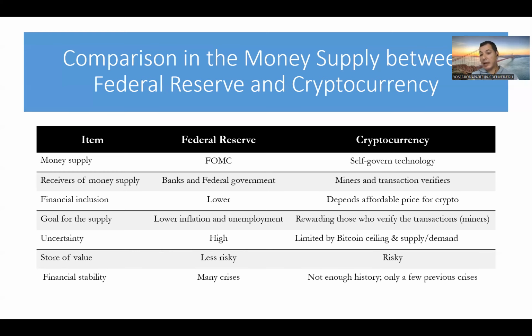In a cryptocurrency, you don't have a lot of uncertainty because technology determines the supply, and from the technology numbers you know what the supply will be. So less uncertainty. Store of value is risky. In cryptocurrency it is very risky because we see the value of crypto move a lot, and that's the reason for more volatility in crypto. We're going to talk about this later.